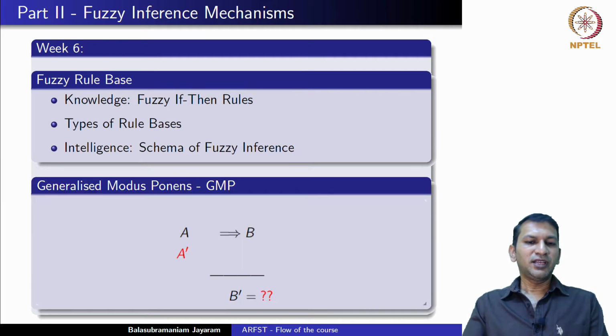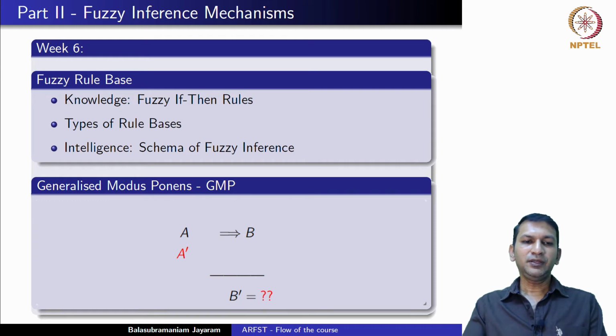We have seen generalized modus ponens as follows. Given a piece of knowledge in the form of conditional A implies B and the input A dash, we would still like to obtain B dash even when A dash is not exactly the same as A, the antecedent of the conditional. There are two major ways of doing this inference using fuzzy set theory. These are called the fuzzy inference schemes.